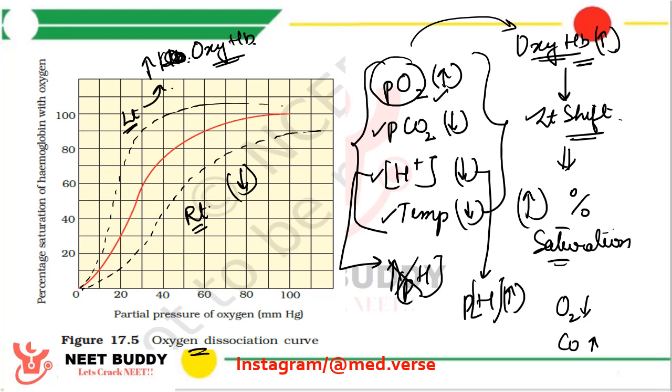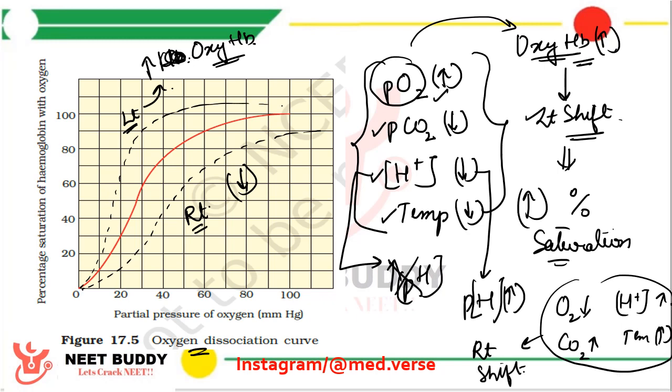Carbon dioxide increases, H plus ion concentration increases and temperature increases, all these will cause rightward shift, right shift of the curve. Simple to understand. अब बहुत सारे conditions आपने कोचिंग में पढ़े होंगे जो leftward और rightward shift कराएंगे, but these are the basic conditions that have been mentioned in NCERT, and you must know how the oxygen dissociation curve is changing with these concentrations and parameters that have been mentioned in NCERT.